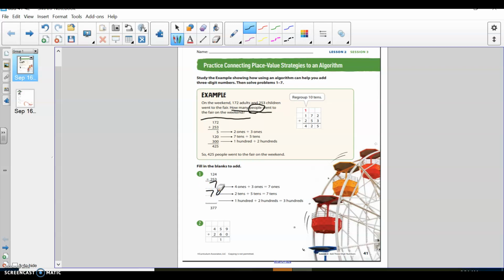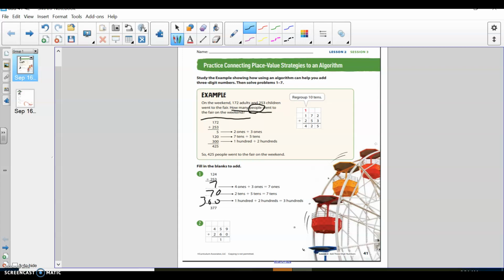And finally, 100 plus 200 is equal to 300s. 300s is equal to 300. I am going to add 300 plus 70 plus 7, and I will get the sum of 377. Now let's look at number 2. We're going to practice the algorithm together.